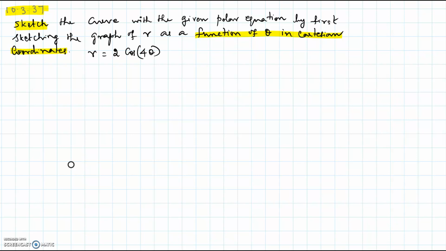Hi, in this video, I will be showing you problem number 37 of chapter 10, section 3. Sketch the curve with the given polar equation by first sketching the graph of r as a function of theta in Cartesian coordinates, r equals 2 cosine of 4 theta.